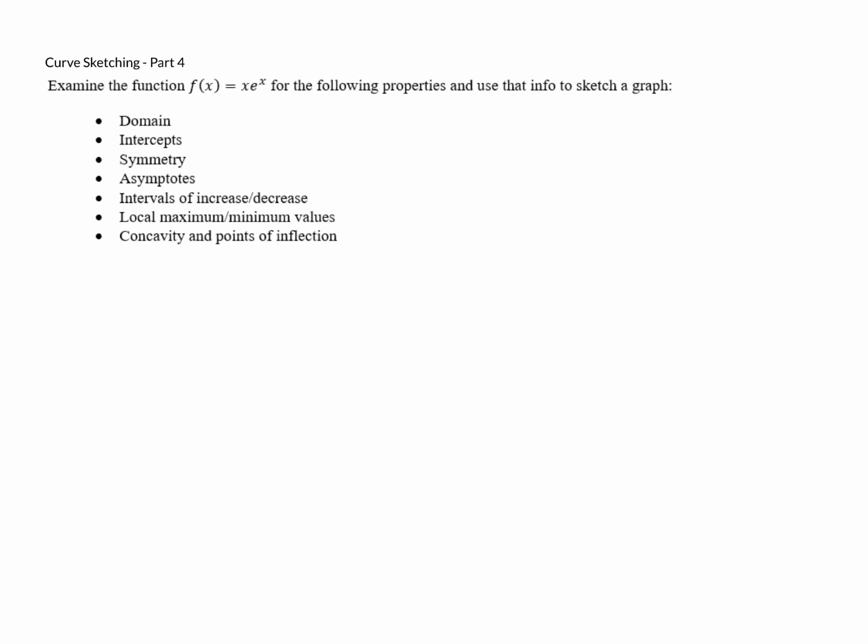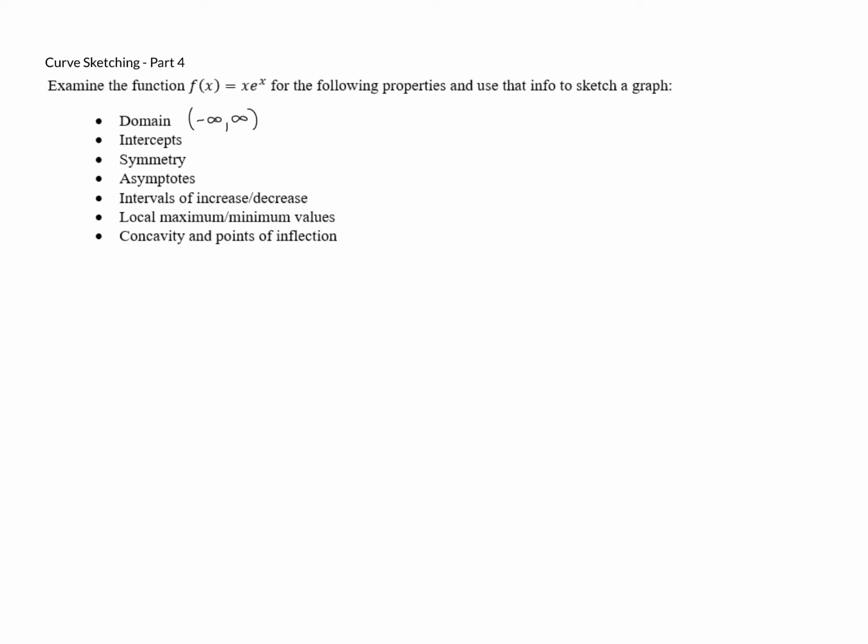Examine the function f of x equals x times e to the x for the following properties and use that information to sketch a graph. Let's look at these one at a time. We'll start with the domain. The domain here is all real numbers because there is nothing that we can't plug in. No radicals that we have to worry about or things in the denominator or logarithms. x and e to the x are both defined on all real numbers, and so is their product.